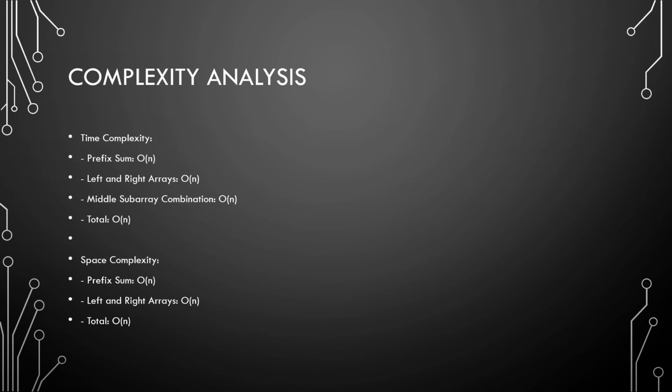Let's now analyze the time and space complexity of our approach. The time complexity is big O of n for building the prefix sum, left and right arrays, and for combining the subarrays. Thus the overall time complexity is linear, that is big O of n. As for space, we use three arrays to store the prefix sum, left, and right indices, resulting in a space complexity of big O of n.